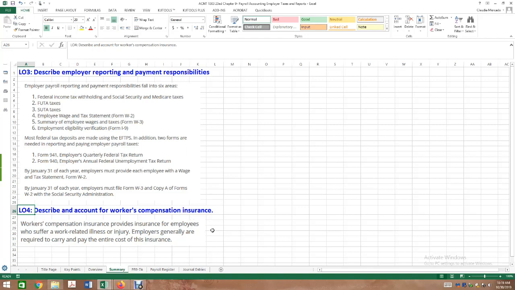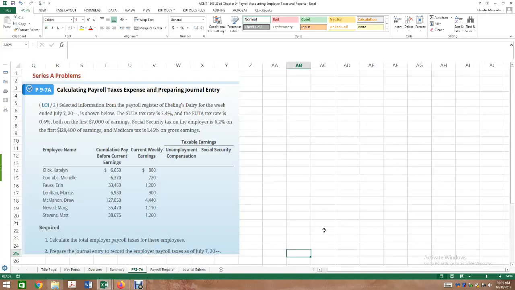So this is just an overview of some of the information in the chapter. Make sure that you do read the entire chapter. Now I'm going to dive into doing an actual problem. Now you will have something similar to this on your homework. You will also find something similar to this on your test. It's very important that we learn and are able to calculate payroll tax expense and also learn how to prepare the journal entry.